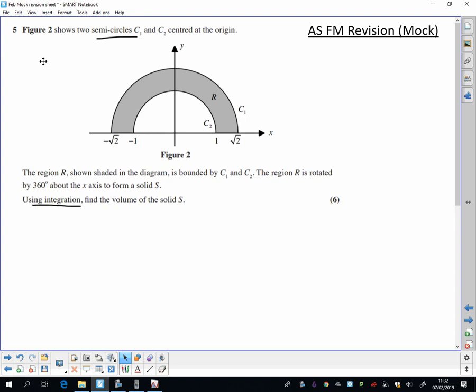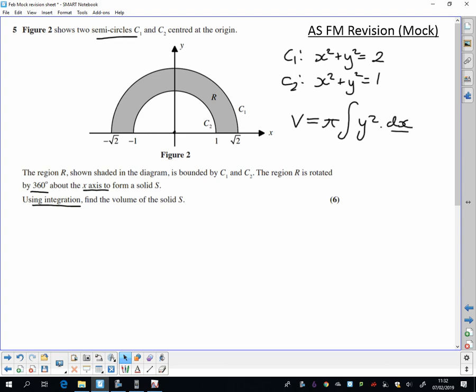So you should know the equation of a circle, and you can see these circles are centered at 0, 0. So that's going to make curve 1 x squared plus y squared equals root 2 squared, which is 2, and curve 2 x squared plus y squared equals 1 squared, which is 1. Right, we're rotating about the x-axis 360 degrees, so all the way. So remember, our formula for volumes of revolution about the x-axis is pi integral y squared dx. The dx on the end tells us we're going about the x-axis.